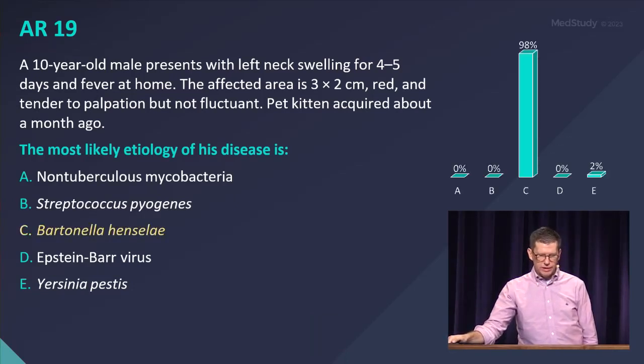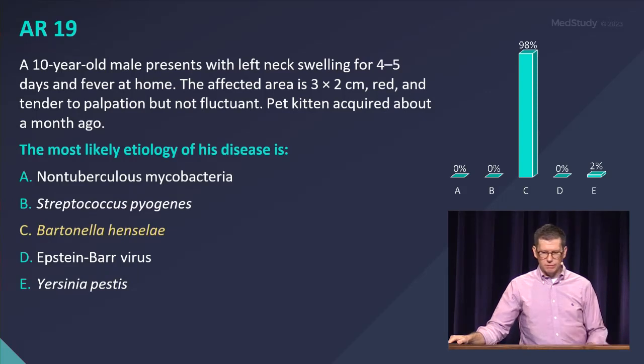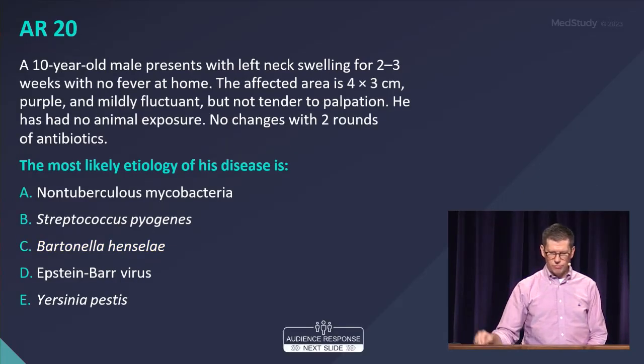All right, C, Bartonella henselae. Right, so there was a little bit of a clue in this one, right? This gave you a pet kitten causing some adenitis. So Bartonella would be the answer for this one.